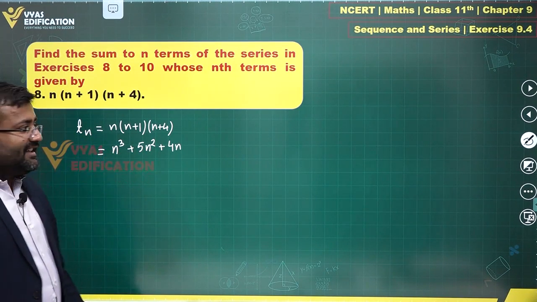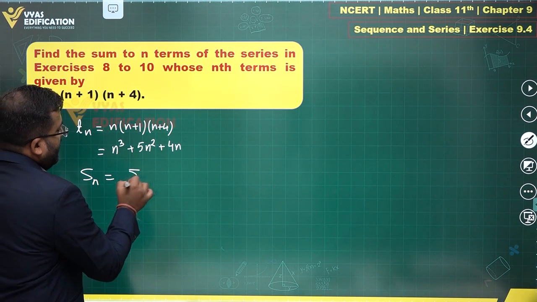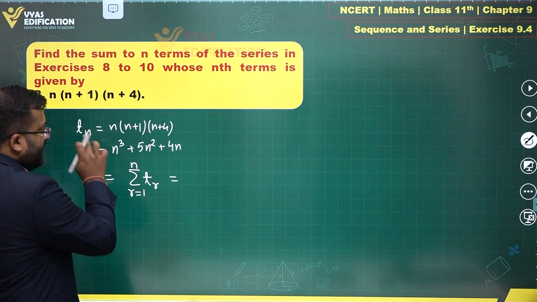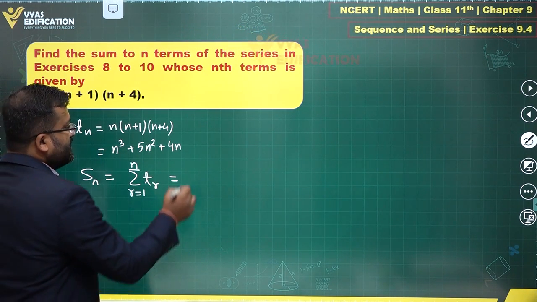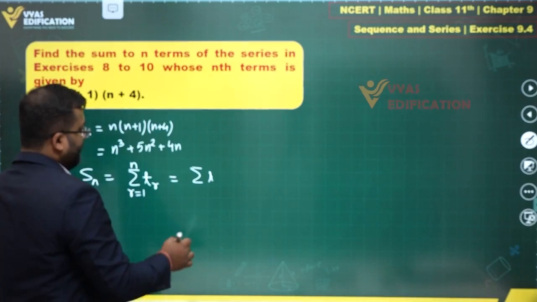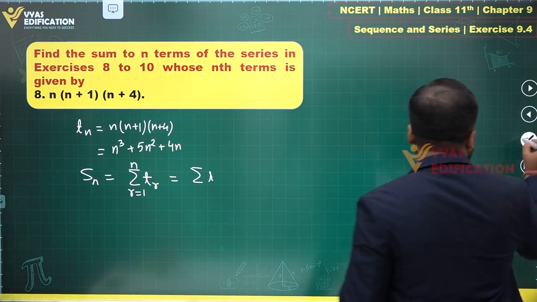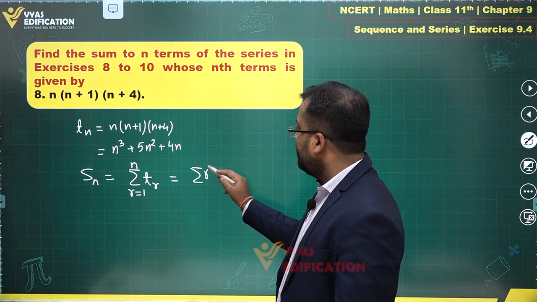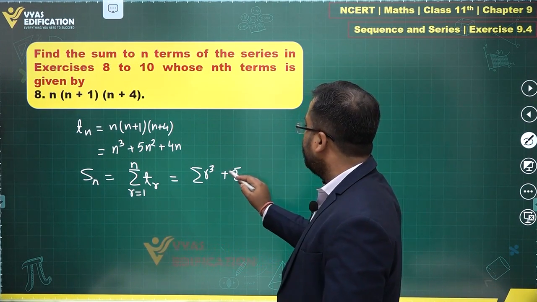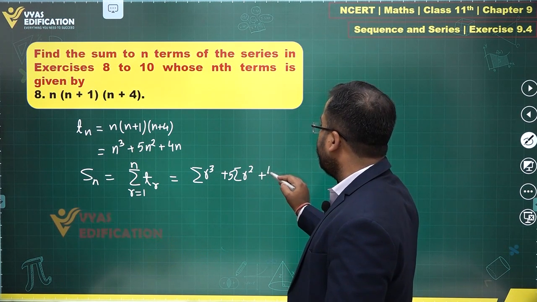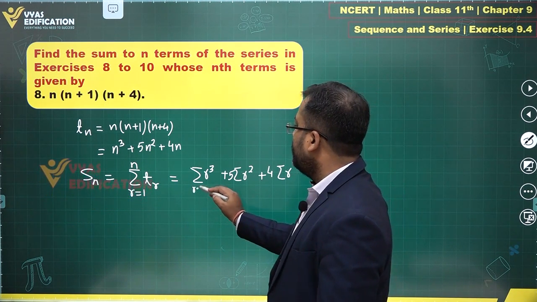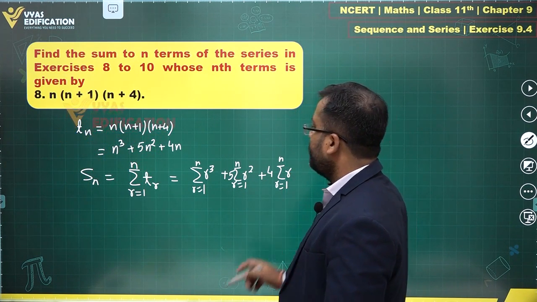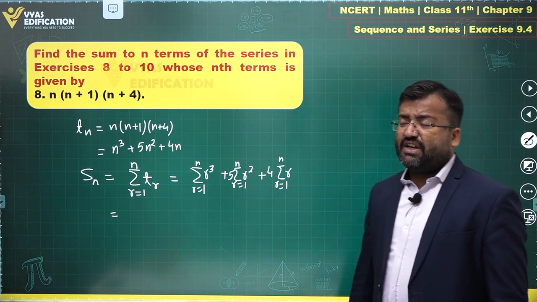Since you are already given the nth term, Sn will be sigma Tr from r is equal to 1 to n. This can be written as, instead of Tn we have Tr, right? So this is sigma Tr, the first term will be r power 3, that's what you get, r power 3 plus 5 times sigma r square plus 4 times sigma r, with r equal to 1 to n. That's what you have, right? Simple thing? Yes, pretty simple.